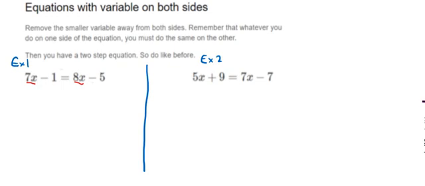If you look at these two variables, on the left hand side you've got a 7x, and on the right hand side you've got an 8x. Obviously the 7x is smaller than 8x, so I'm going to try to remove that from the left hand side. So my step is actually, I'm going to do minus 7x on both sides.